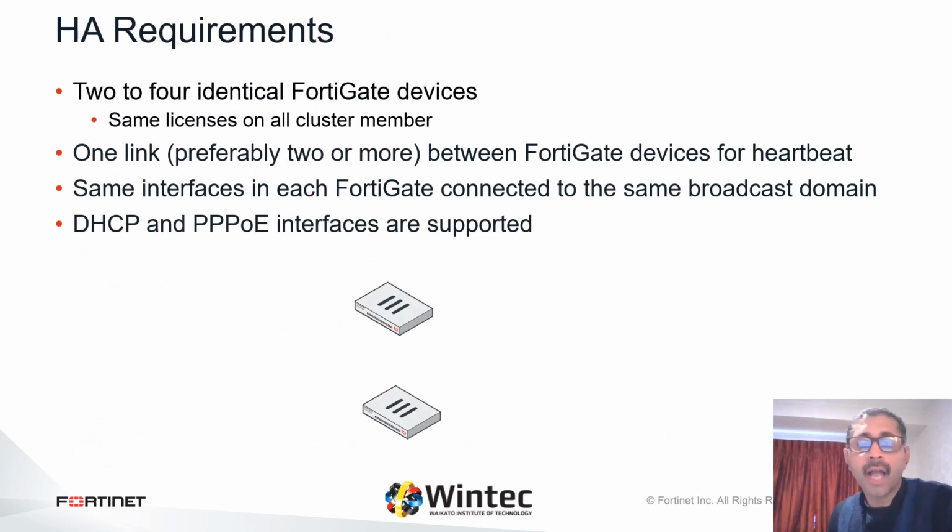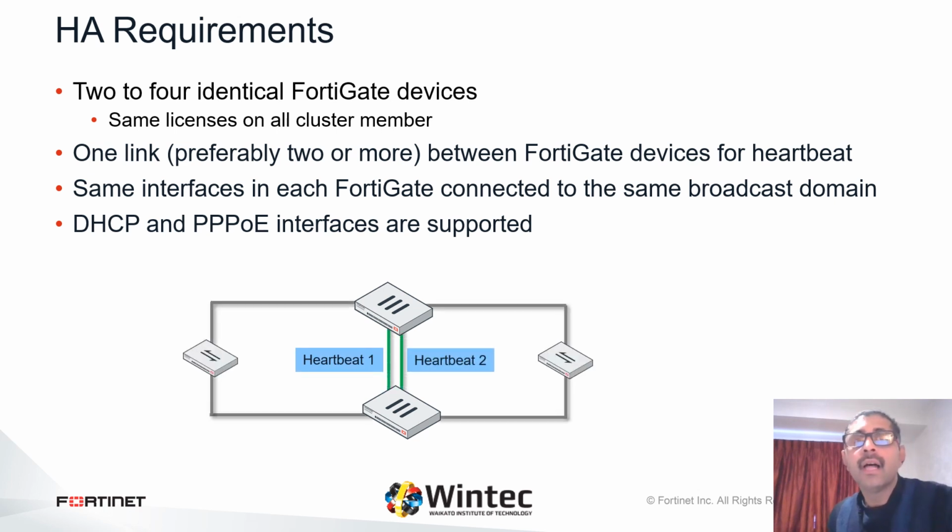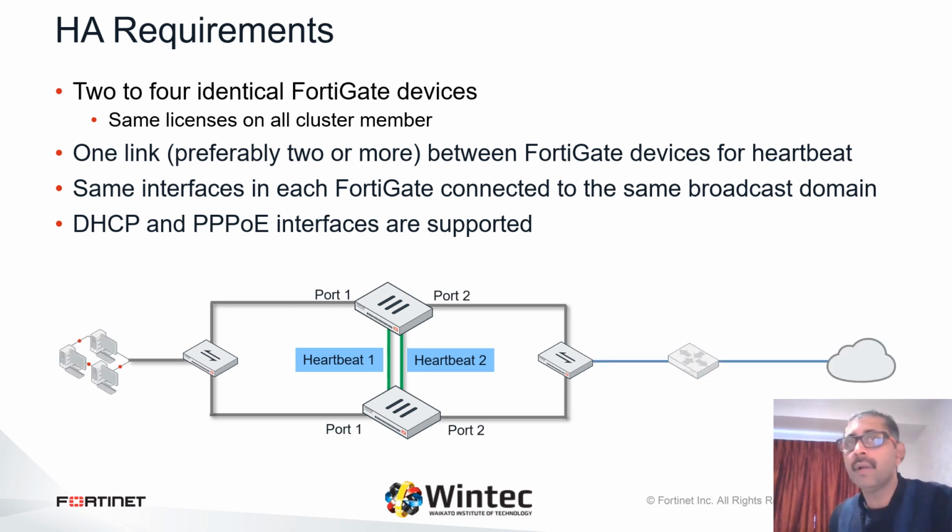Now, for high availability to work properly, there are certain requirements. FortiGate high availability configuration requires a specific setup and devices. First, at least 2, but up to 4 FortiGate devices with the same firmware, hardware model and virtual machine license, FortiGuard, FortiCloud, and FortiClient licenses, hard drive capacity and partitions, and operating mode, whether transparent or NAT. They have to be the same.